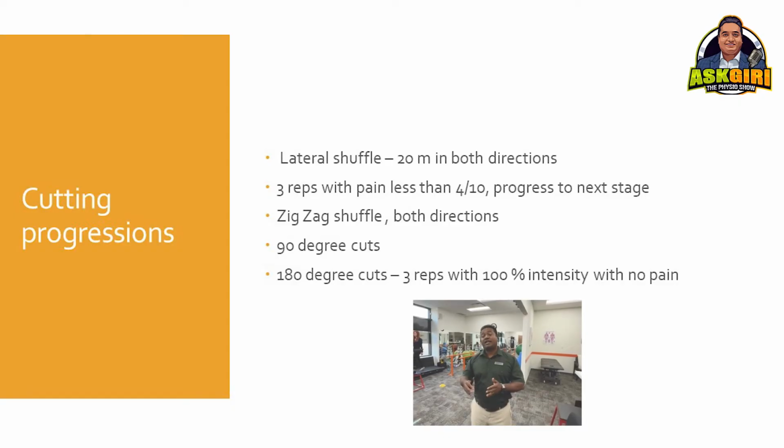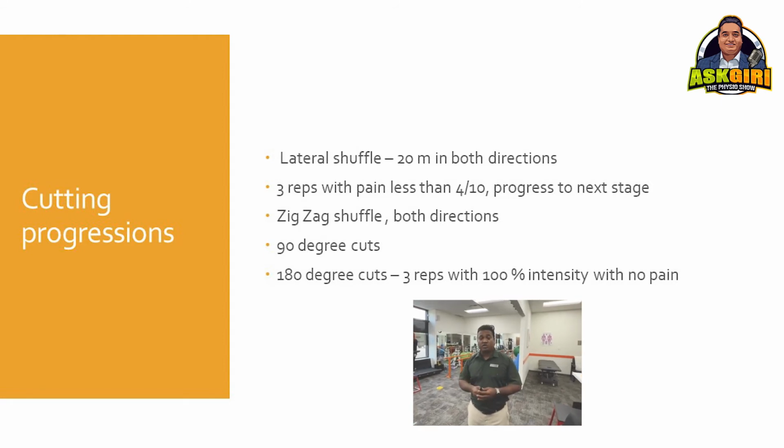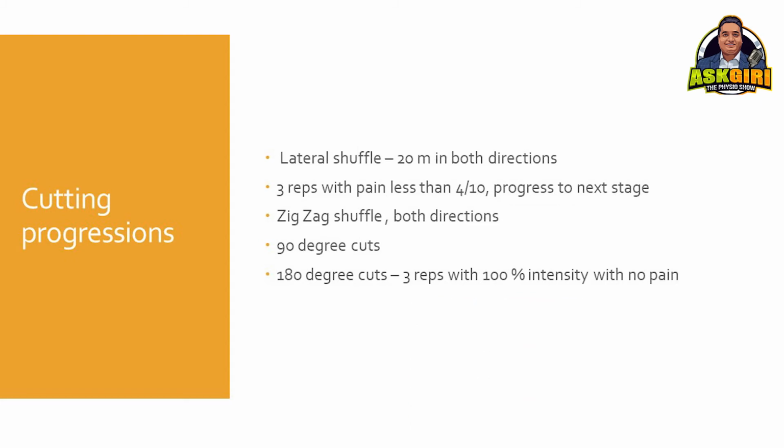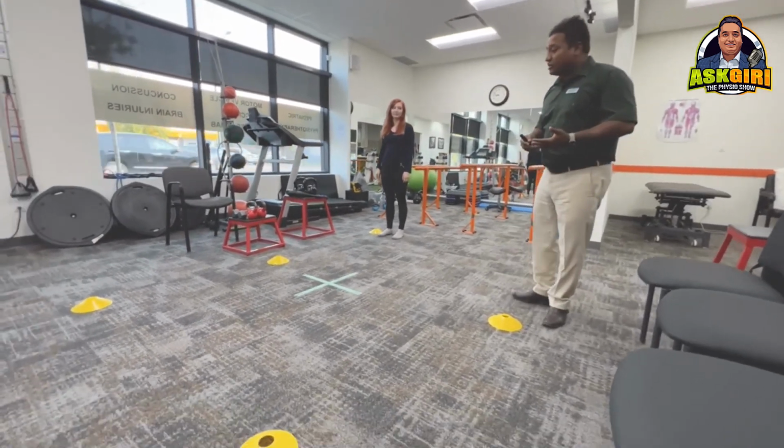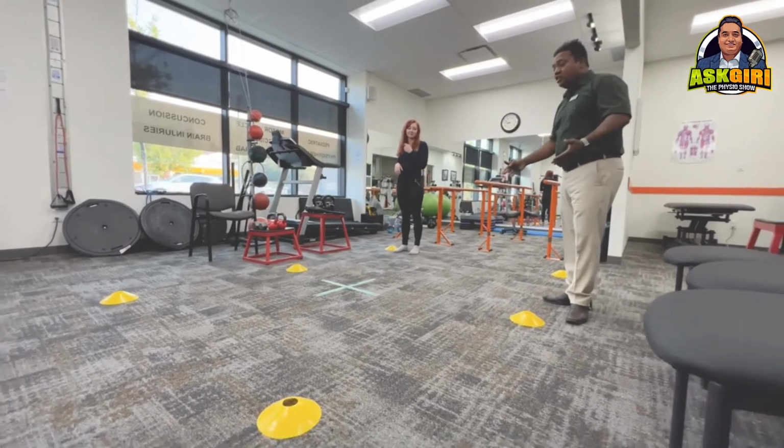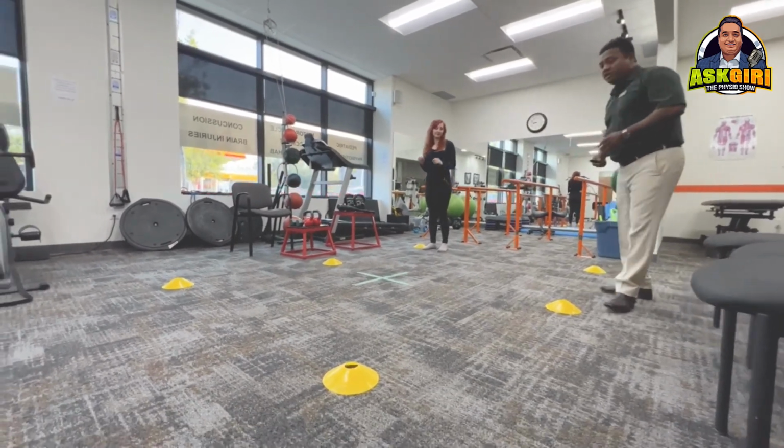Next, we're going to see cutting progression. Cutting is very important for soccer games and ice hockey, things like that. So let's see. Kayla is going to help us to show the cutting progressions. Hey Kayla, are you ready? We're going to do some lateral shuffle. You can arrange the cones like this, indoor, outdoor, doesn't matter. Come on Kayla, let's do some lateral shuffle.